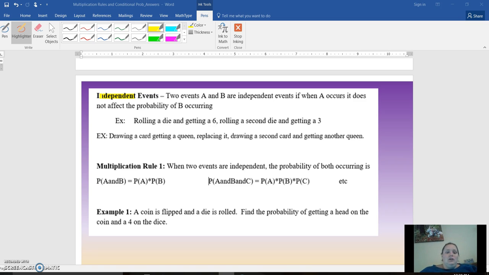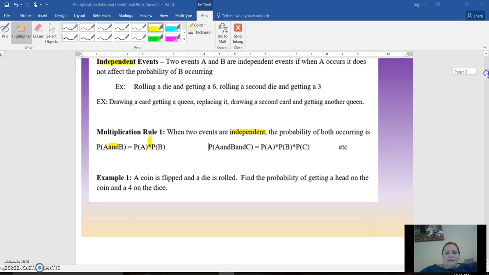Or like you're drawing cards and you get a queen, you put the card back, and then you draw another card and get a queen. Those are independent events. An example of a dependent event might be drawing a card, getting a queen, not putting the card back, and then drawing another card. So when they're independent, if you see the word and, you're going to multiply. So we're going to build upon that idea now.